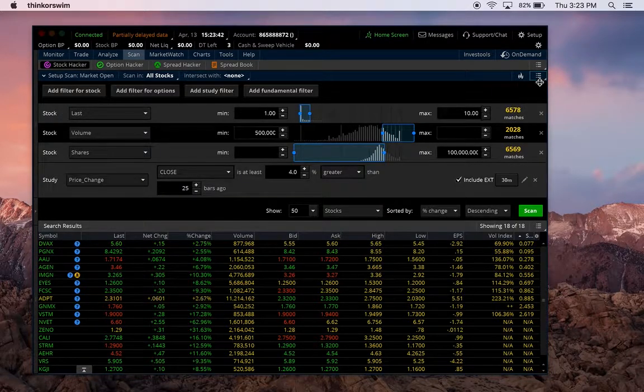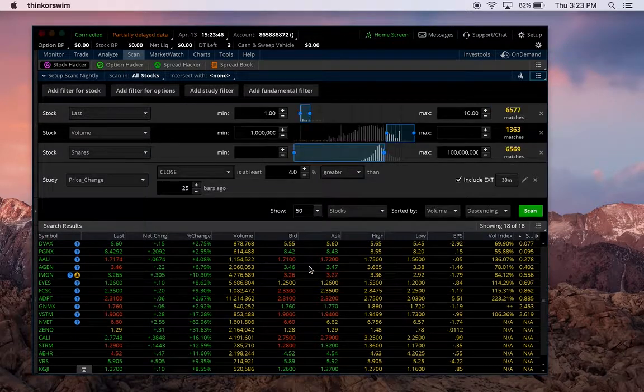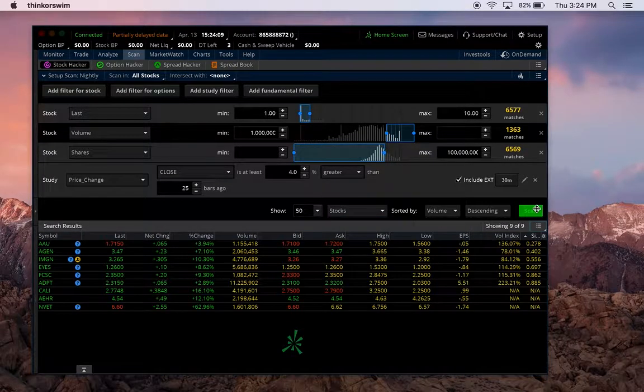So the last scanner is nightly. I use this from about 9:45 a.m. on through the whole day in the market, and then I use this also at night to do my scans. It's basically the same parameters. I'm just looking for, again, the same things as the pre-market and market open scans. I just want a million shares at least. So go ahead and scan for that, and you can see what pops up.